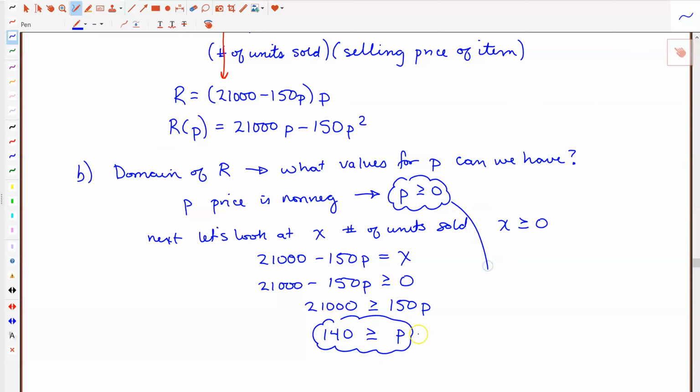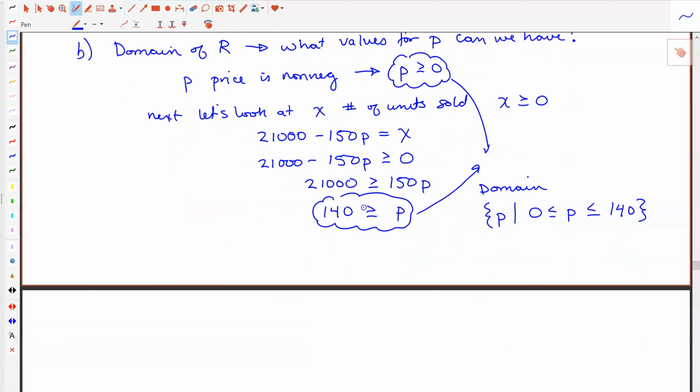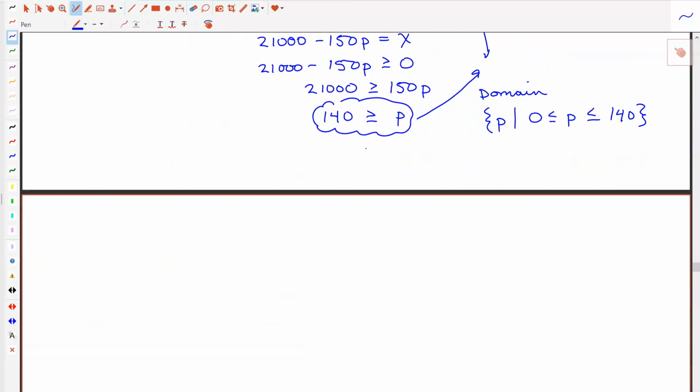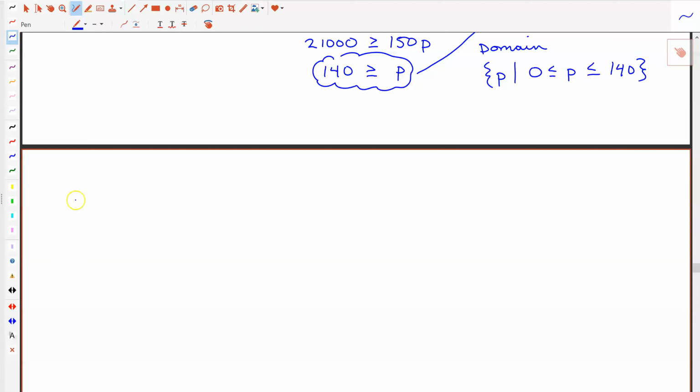All right, so if I pull these together, this is going to get me my domain. My domain is the set of all values that p can obtain such that 0 is less than or equal to p, and simultaneously p is less than or equal to 140. All right, so we've got our domain. Now this problem still has 5 more parts we have to work through. So we're going to move on to the next part, C.